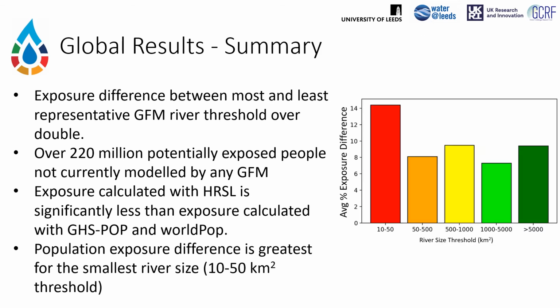And finally, I found that the differences in exposure as a result of using different population data sets were most pronounced on the smallest size of river. So if global flood models do improve river representation to include these smallest rivers, it is equally important that we have population data sets that are able to accurately map the exposure to these smallest rivers, as currently this is where there seems to be the greatest uncertainty.